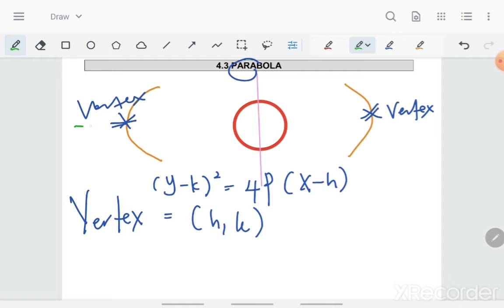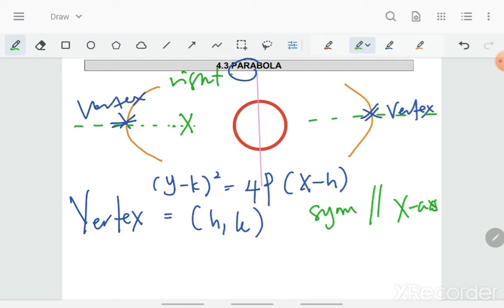This is what we call the symmetry axis, which cuts the graph into equivalent halves. Here the symmetry axis is parallel to the x-axis. So the focus must be, refer to the up, down, open right, open left. This is open to the right, so this is the position of the focus. If open to the left, this is the position of the focus. So we put down that the distance is equal to p.